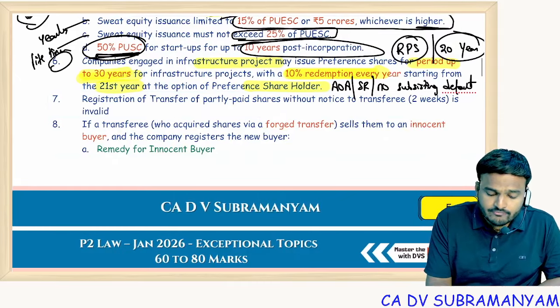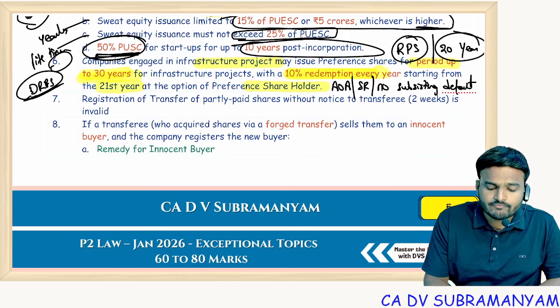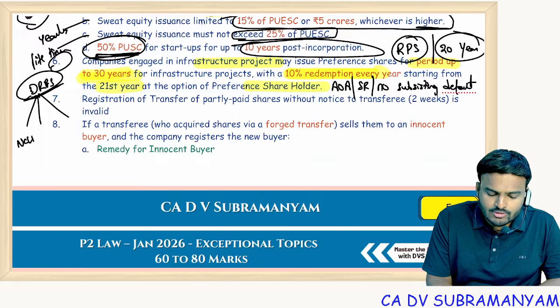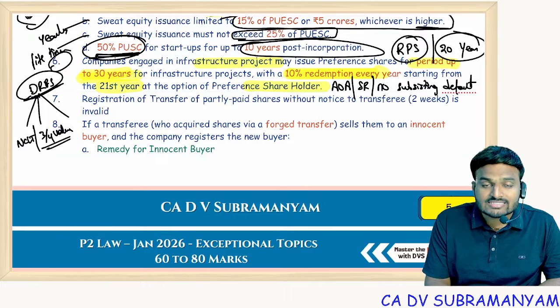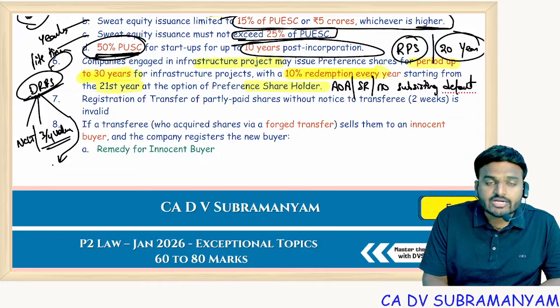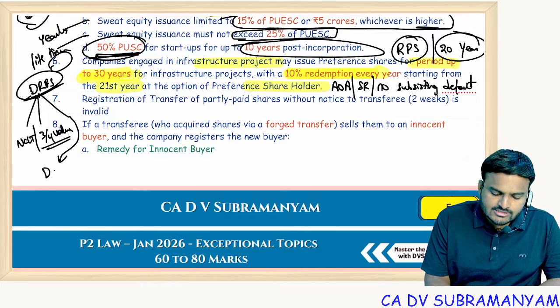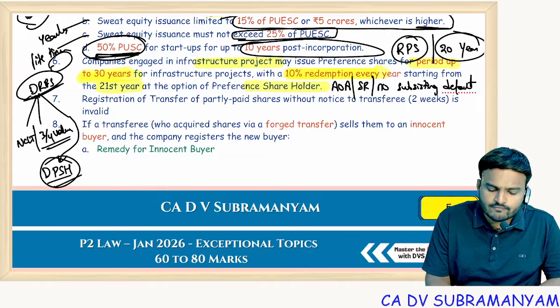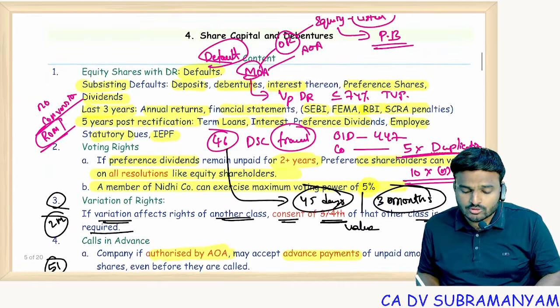Important point in preference shares is deemed redemption of preference shares. For that, 3 conditions are compulsory to be satisfied. NCLT approval required. For that, 3/4 value of preference shareholders should give consent for issue of preference shares in place of unredeemed preference shares. And dissenting preference shareholders should be paid off.